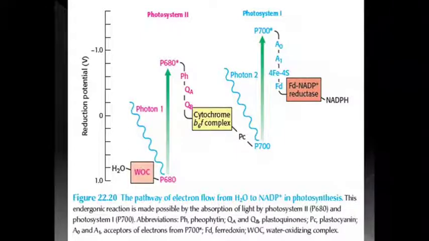Different electron carriers are involved in this process. For example, pheophytin, plastoquinones, plastocyanin, ferredoxin, and so on. The ultimate aim of all these electron carriers is to generate a gradient or a difference in the energy which will be utilized in the production of high energy compounds like ATP or some other compounds like NADPH.